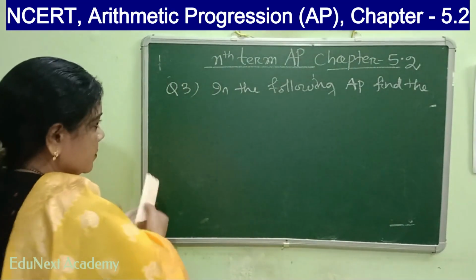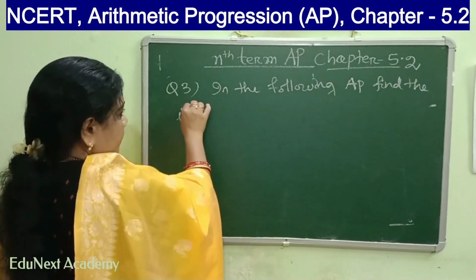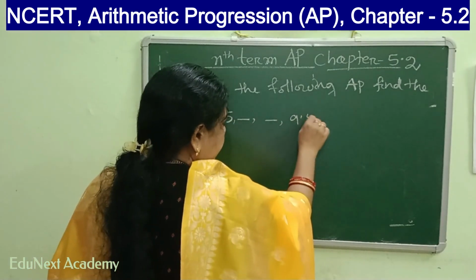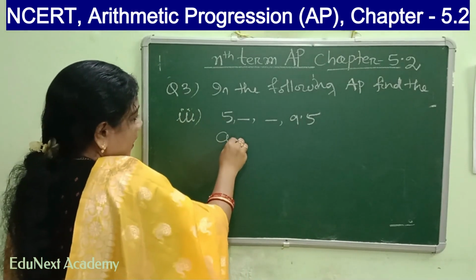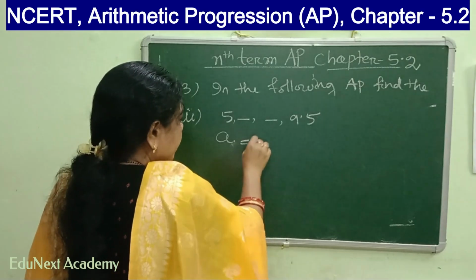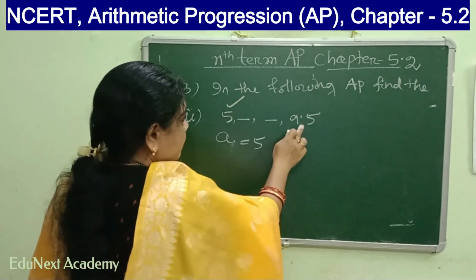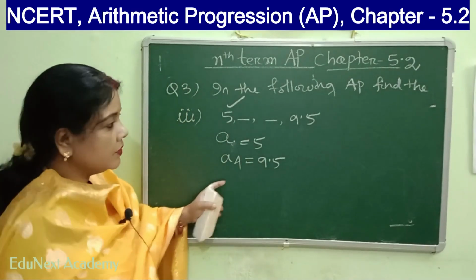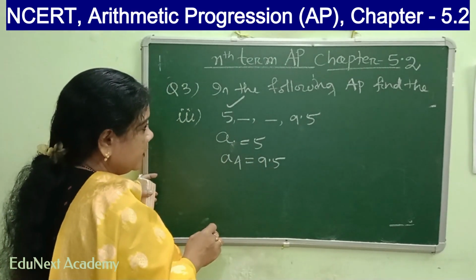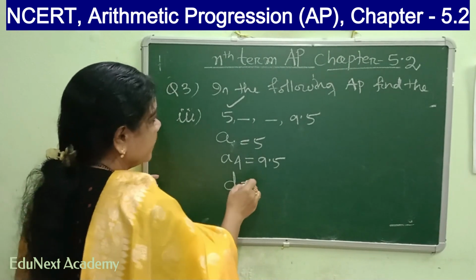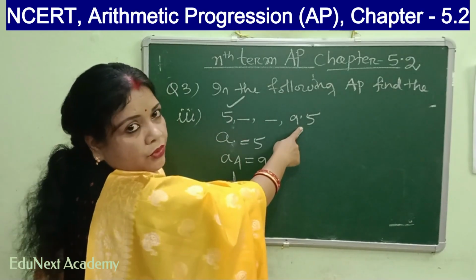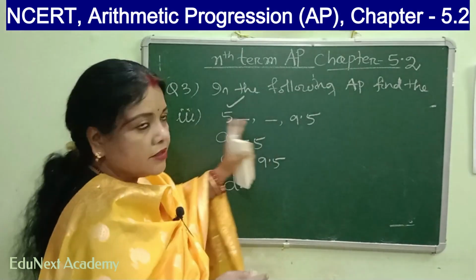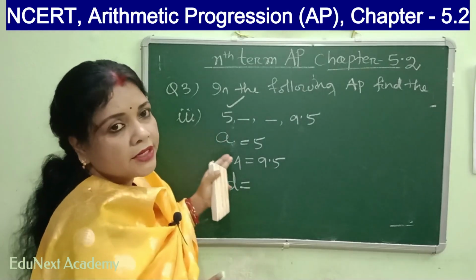Next, solve another question. Question number 3I. Missing terms. Here A1, that means A is equal to 5, the first term. Now the fourth term A4 is equal to 9.5. The fourth term is 9.5. So we have to find out what D is. So D, that means first term and fourth term, we have to divide by 3, because the difference between the first term and fourth term is 3. Obviously 4 minus 1 is 3.